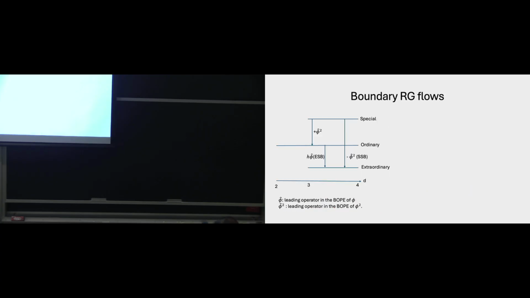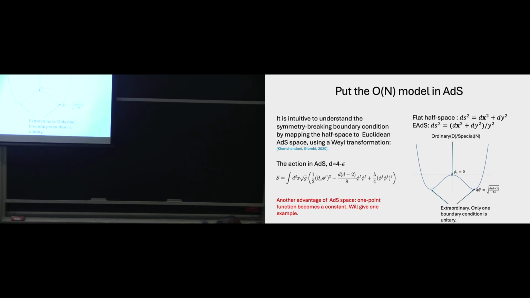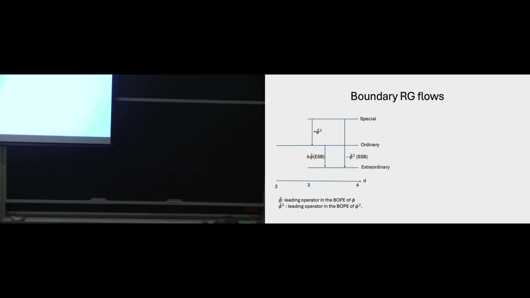And Zimo Sun: on the previous slide, the two different phases, ordinary and special, correspond to the same saddle, but different boundary conditions for the scalar. Yeah. Because in this case, both of them are unitary, and they are related by the double trace deformation. And here I also summarize the RG flows among these fixed points.